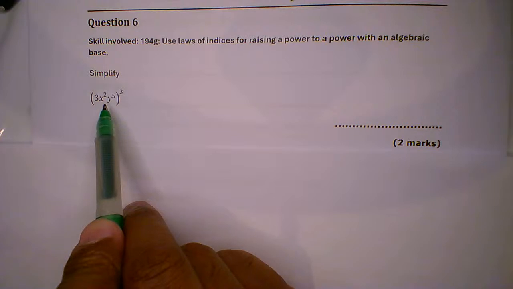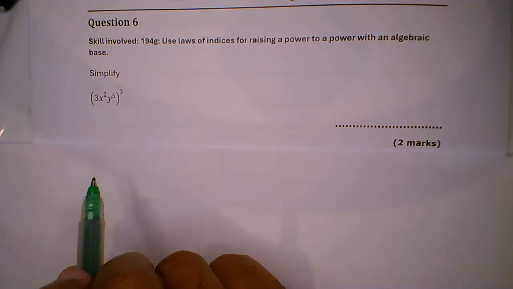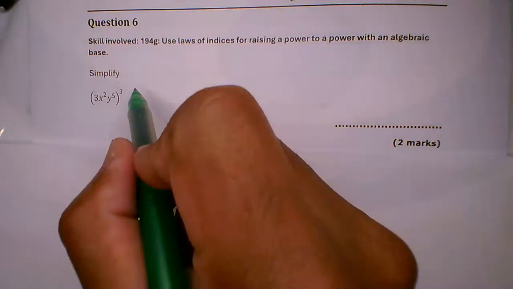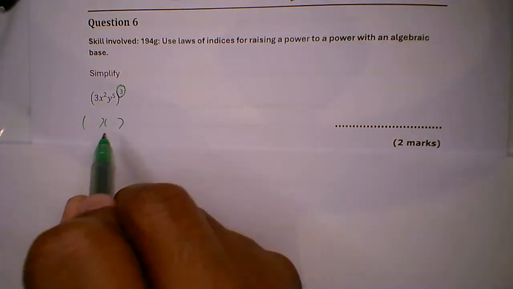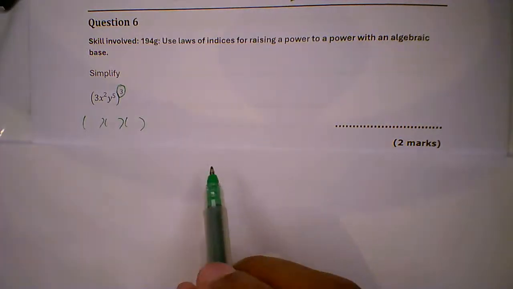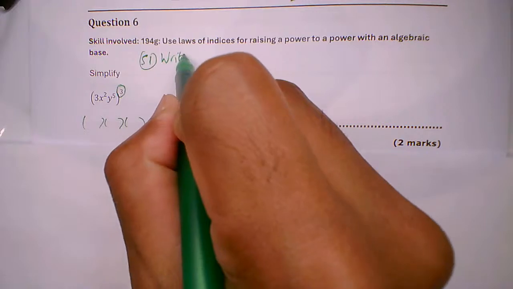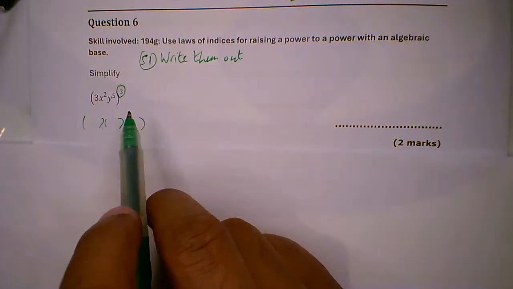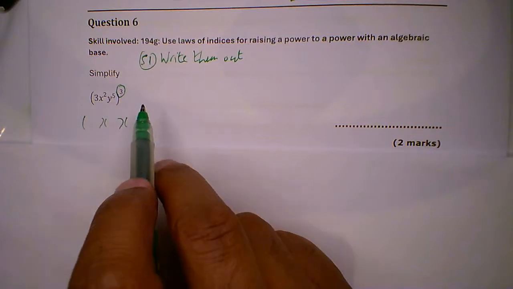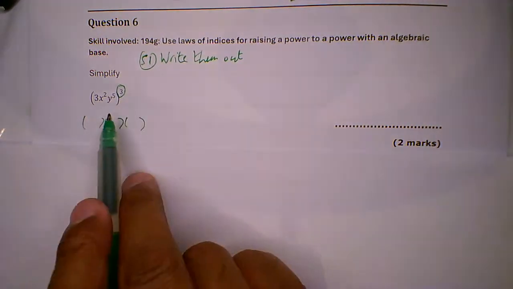All right, question number 6. Simplify 3x squared y to the power 5, all to the power 3. Now, we've covered this question in previous live sessions. So because of the cubed, it means everything inside the brackets we need to do 3 times. So step 1 is I'm going to write them out. And you can obviously do these much quicker in your head as well. So you don't need to follow my steps if you're confident in it, but this is what I'm going to do. Step 1, write them out.